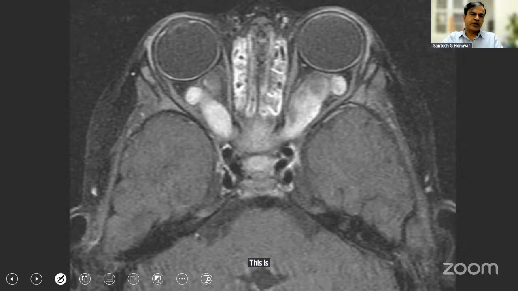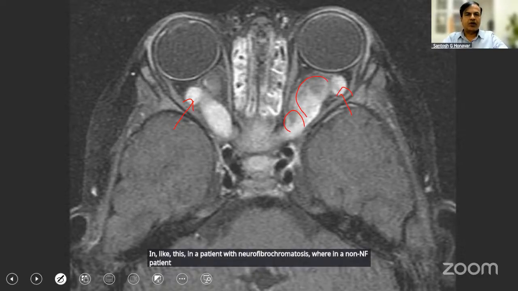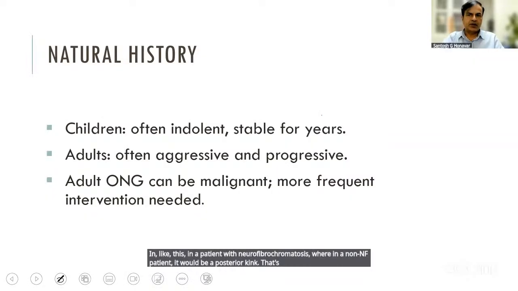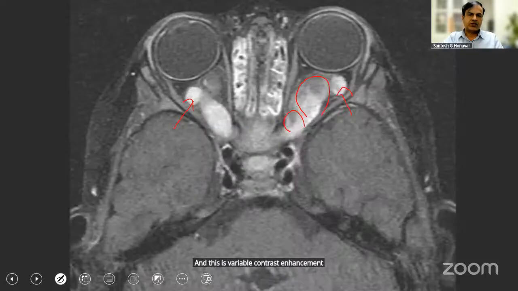This is how kinking appears. You can see kinking here, very nice kinking. This could be anterior kinking in a patient with neurofibromatosis, whereas in a non-NF patient, it would be a posterior kinking. That's very, very typical. And this is variable contrast enhancement on MRI scan.